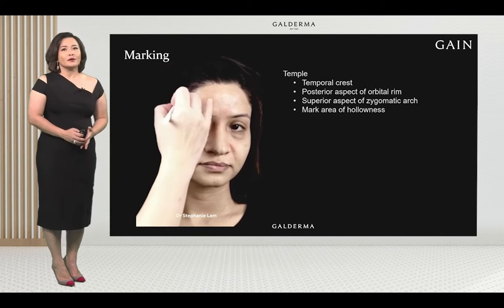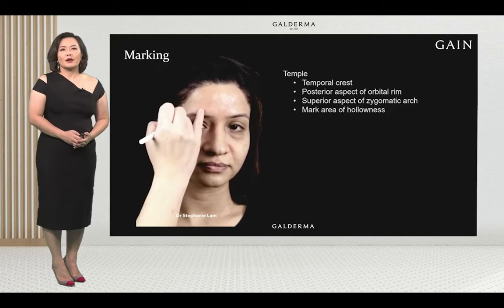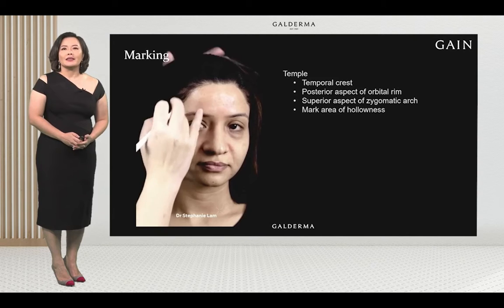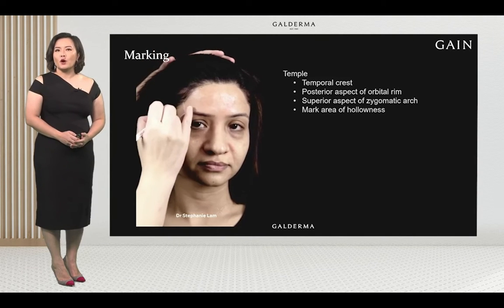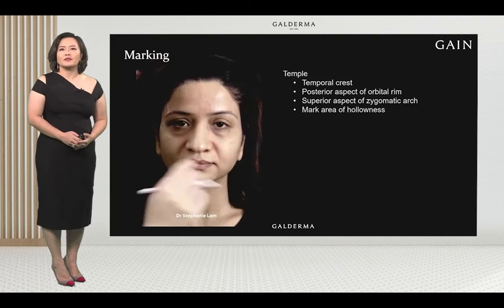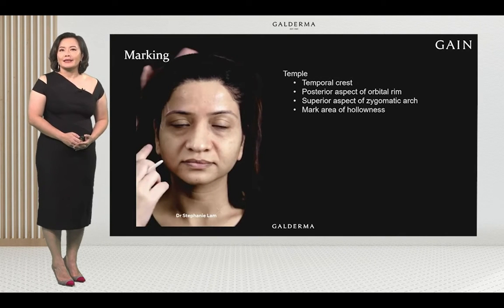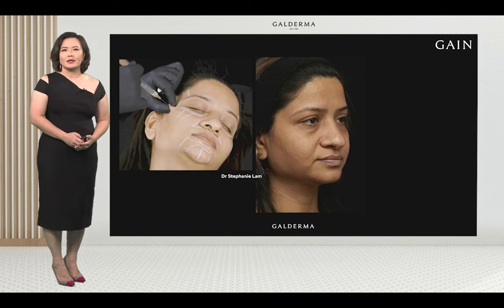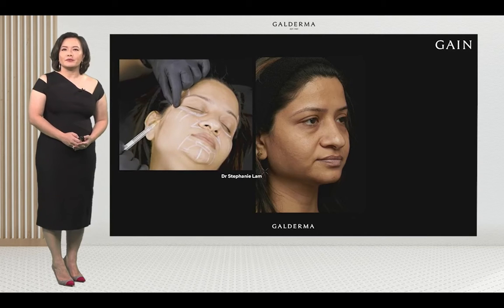Just like you, Bong, I first start by marking the temple crest and then the posterior aspect of the orbital rim, followed by the superior aspect of the zygomatic arch. And in addition, I would mark the area of hollow when I'm injecting with a cannula. This is how I do it.